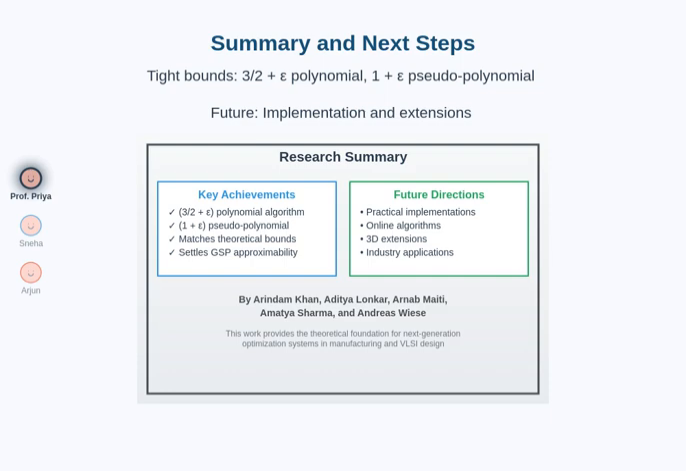To summarize, Khan, Lonkar, Maiti, Sharma, and Wiese achieved tight approximation algorithms for guillotine strip packing. Next, we'll explore how these theoretical advances are being translated into practical systems.